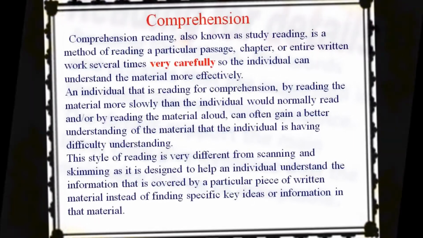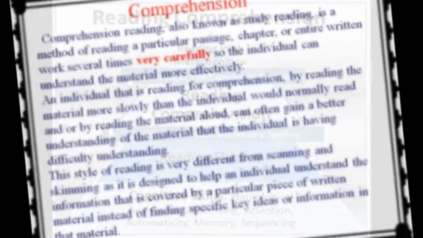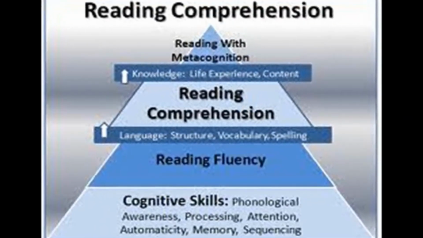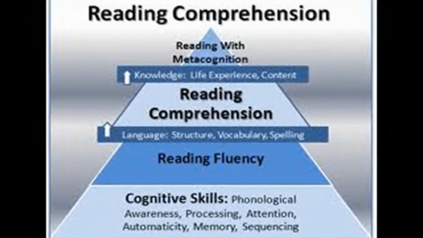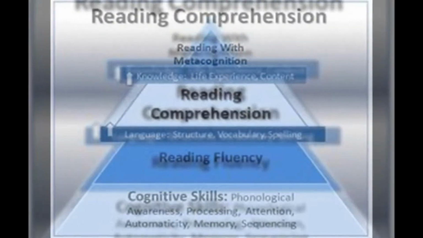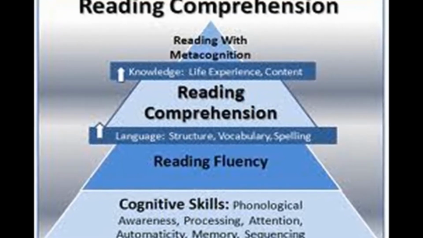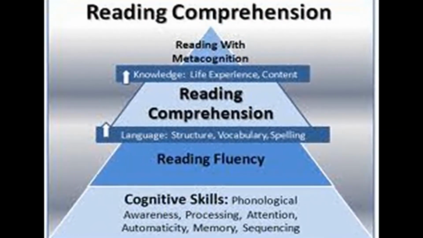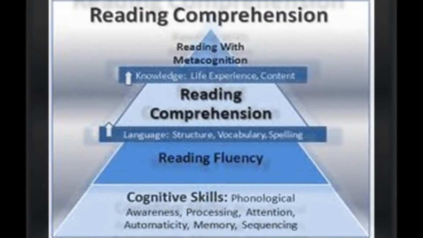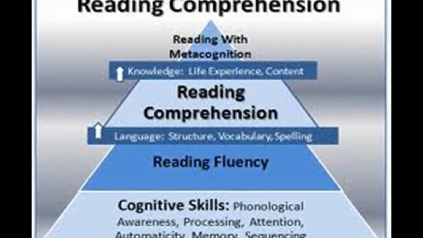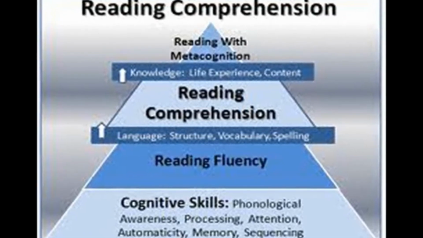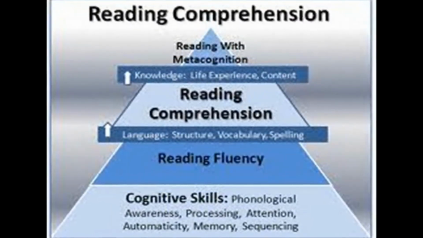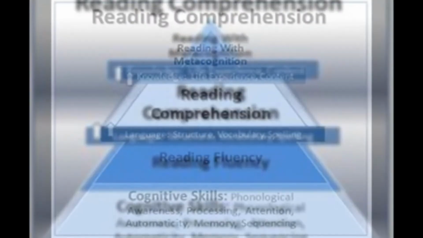Reading for comprehension. Comprehension reading, also known as study reading, is a method of reading a particular passage, chapter, or entire written work several times very carefully so the individual can understand the material more effectively. An individual reading for comprehension, by reading the material more slowly than the individual would normally read and or by reading the material aloud, can often gain a better understanding of the material that the individual is having difficulty understanding. This style of reading is very different from scanning and skimming, as it is designed to help an individual understand the information that is covered by a particular piece of written material instead of finding specific key ideas or information in material.